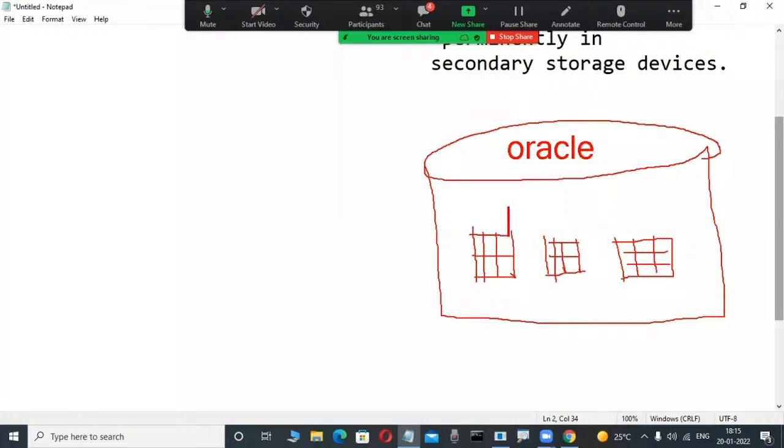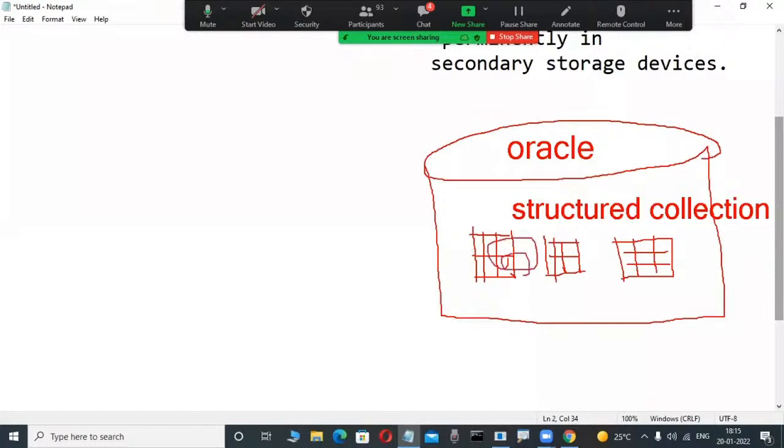Once it is a structured collection of data, yes, all relational databases store a structured collection of data. That is important, not non-structured. Non-structured means other databases are there. Oracle is one of the popular relational databases. These types of relational databases only store a structured collection of data.